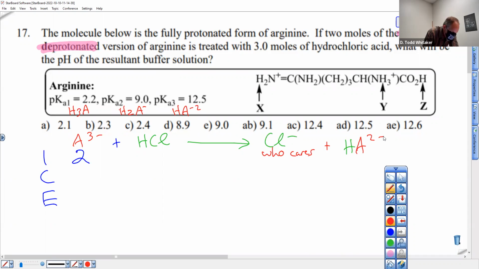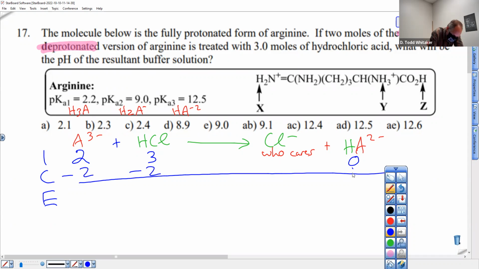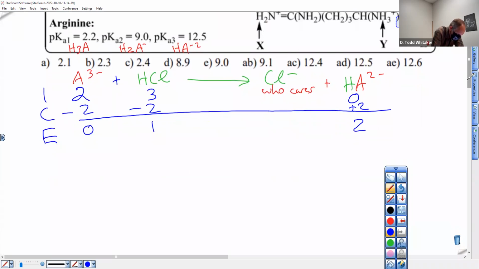So HCl, we started with how much? 3 moles. 3 moles HCl. That's the excess reactant. You can only react how much in this problem? 2, because A3 minus is the limiting reagent. And we're going to go +2 on here. There's your new ICE problem. We're only doing 2 ICE problems this time. You happy? I won't make you do 3 every time.